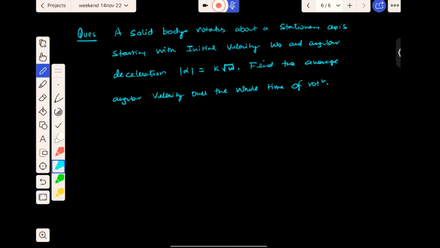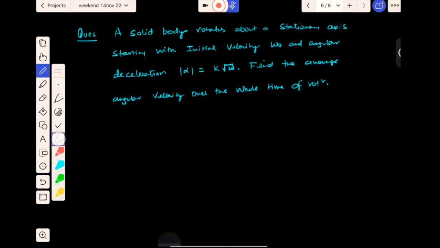Then we will find how much angle it has covered in that time, so that we can find the average angular velocity. Average angular velocity will be the angle it covers divided by the time interval in which it covers that. Alpha, the acceleration, is given in terms of omega. So first we need to know how omega changes with time, so that I can find when omega becomes zero.